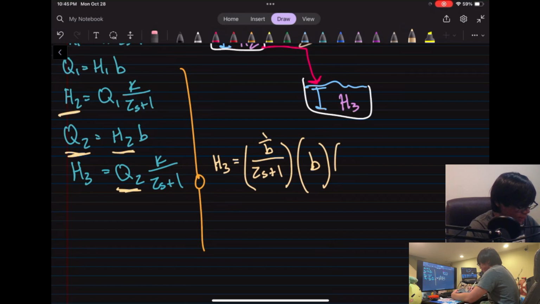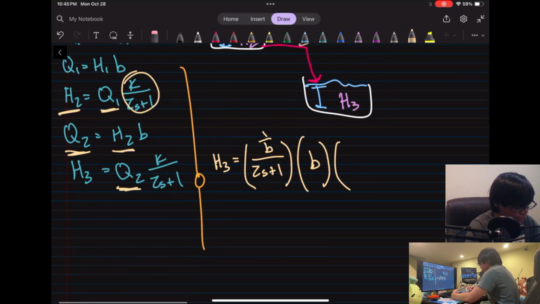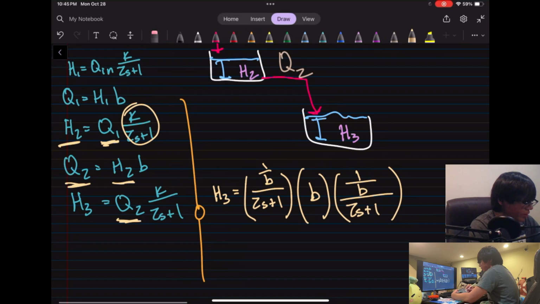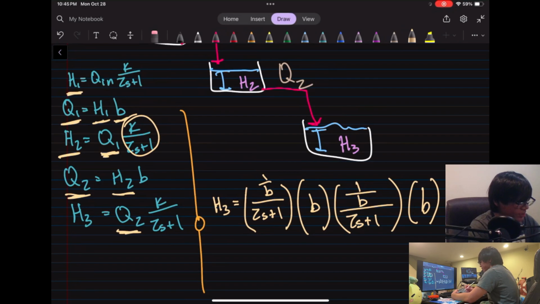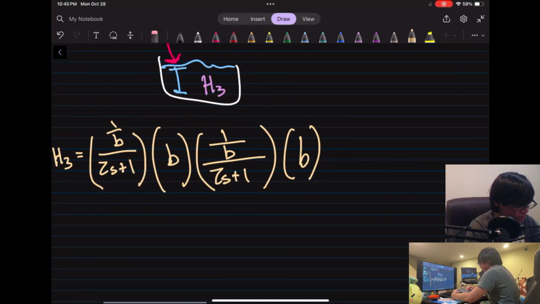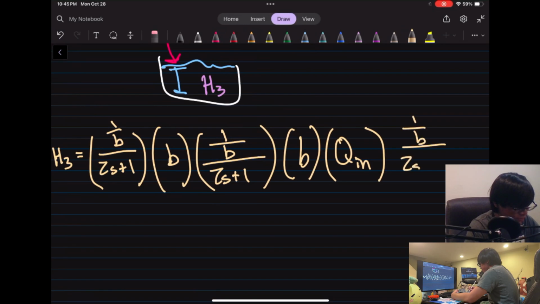H2 is this Q1, but first we'll have to get this expression first, this first order transfer function. So we write that again. Now we substitute Q1 again right here. Q1, and this was our height and our B, so we have another B. And then height 1, final substitution, height 1 is Q in, and then our transfer function. So that's 1 over B, tau s plus 1.